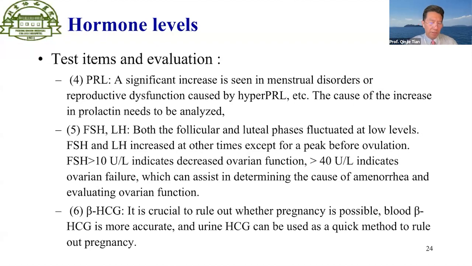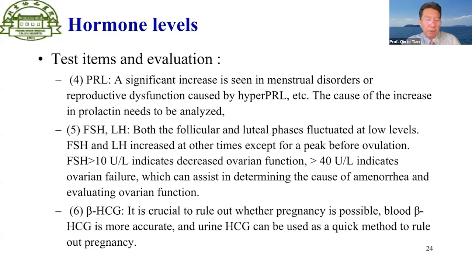Gonadotropins, including FSH and LH, both hormones exhibit low fluctuations during the follicular and luteal phase. FSH and LH levels rise at other times, except for the peak before ovulation. An increased FSH level may indicate decreased ovarian function or ovarian failure. These values aid in determining the etiologies of amenorrhea and evaluating ovarian function.